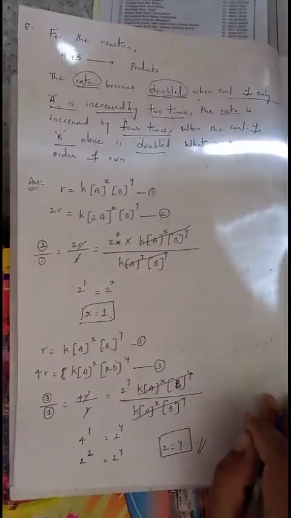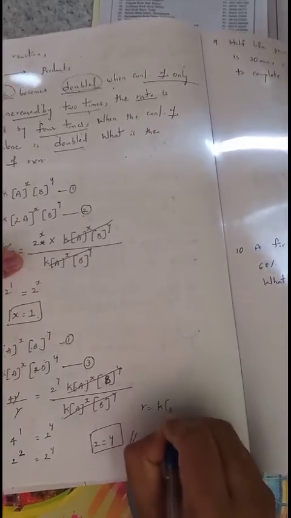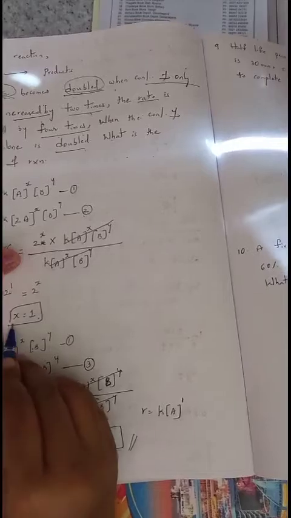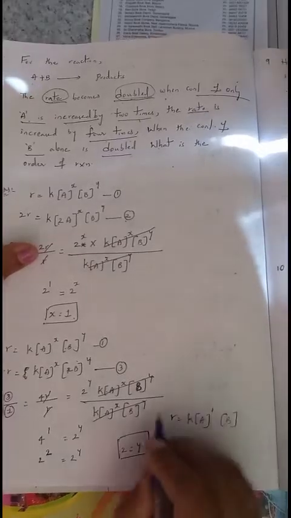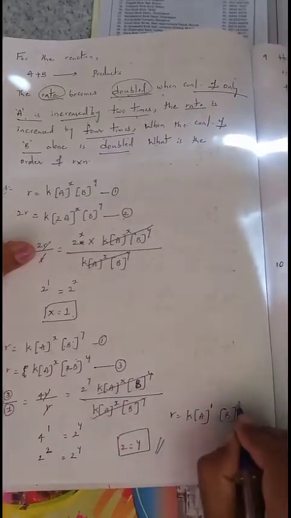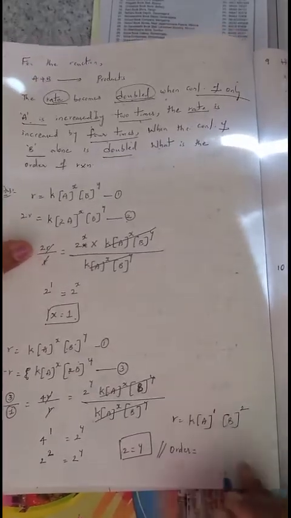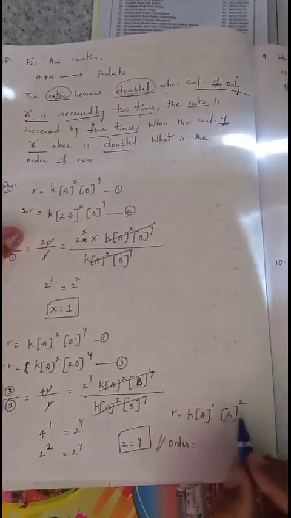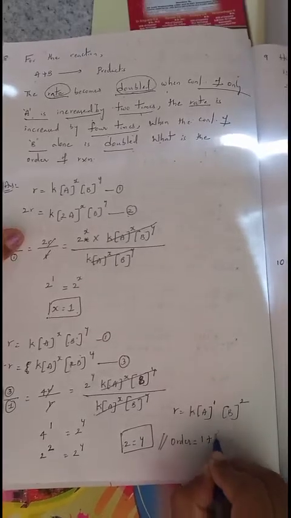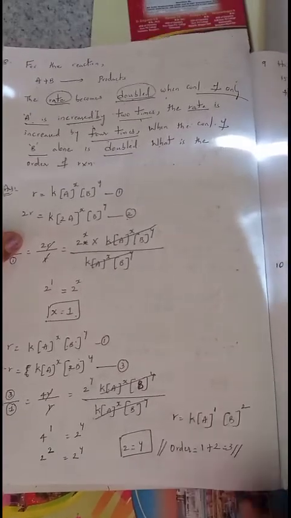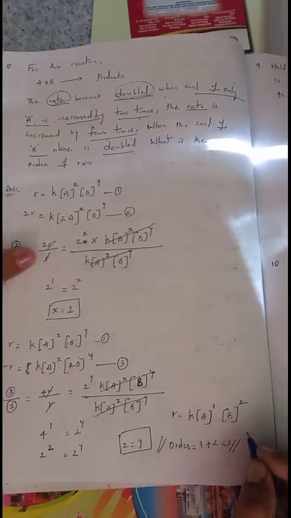So the original rate of reaction R equals K into concentration of A to the power of 1, because x is 1, and concentration of B to the power of y. In place of y you can write 2. Now order of reaction we want to find out. Order of reaction is nothing but the sum of the powers. What are the powers here? Power for A is 1, power for B is 2. So you just add these two. 1 plus 2 equals 3. Order of reaction here is nothing but 3. That is our answer.